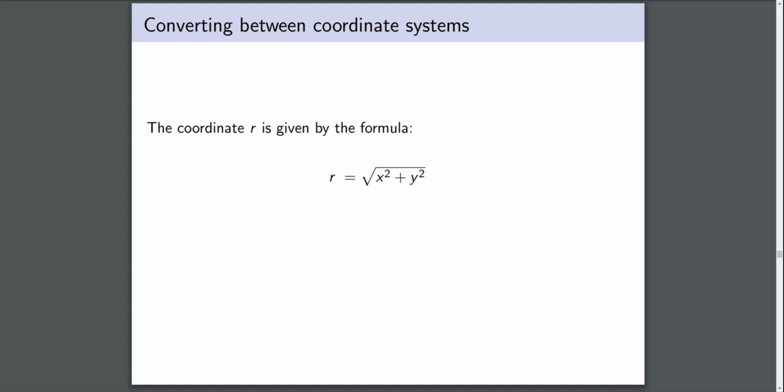First, let's calculate the value of r. Here's the formula that we use to do that. Plug in the x and y coordinates that I'm using in this example, and then I simplify it. So r is equal to √2.